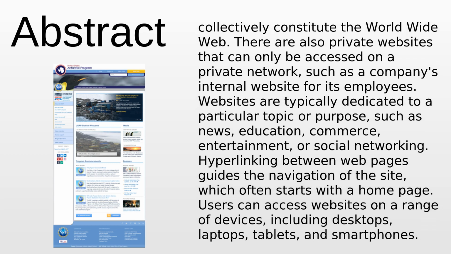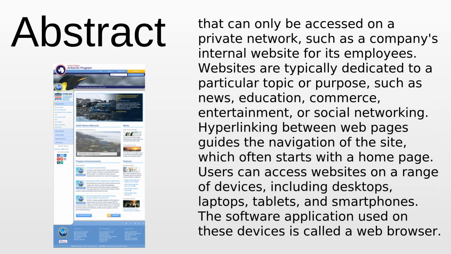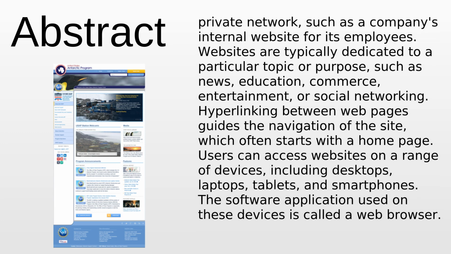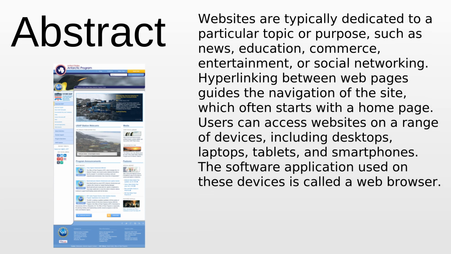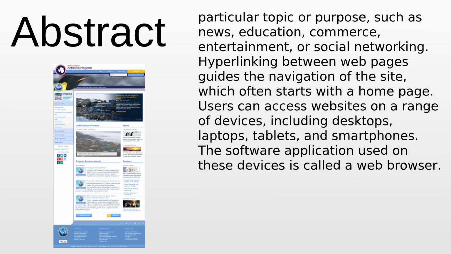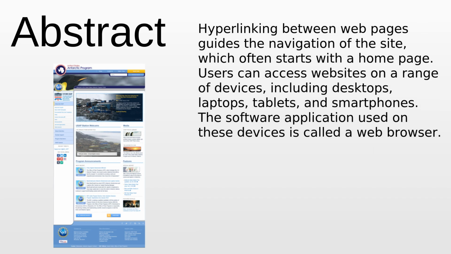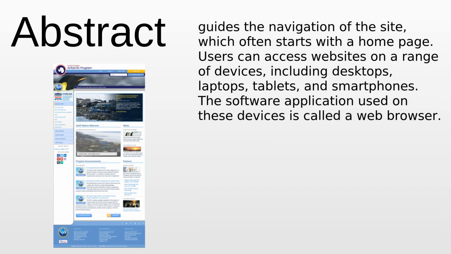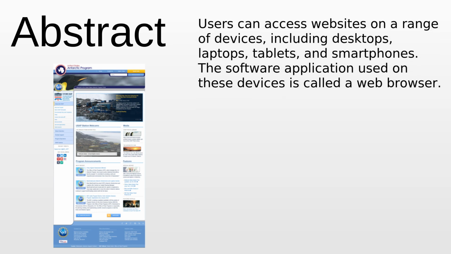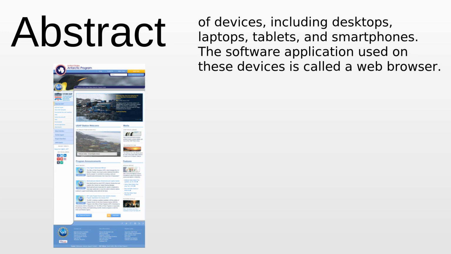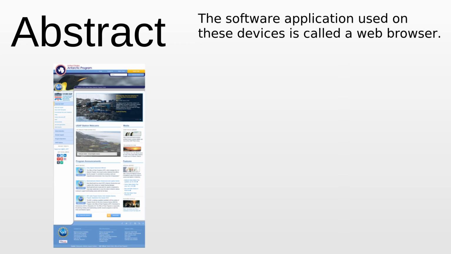There are also private websites that can only be accessed on a private network, such as a company's internal website for its employees. Websites are typically dedicated to a particular topic or purpose, such as news, education, commerce, entertainment, or social networking. Hyperlinking between web pages guides the navigation of the site, which often starts with a home page. Users can access websites on a range of devices, including desktops, laptops, tablets, and smartphones. The software application used on these devices is called a web browser.